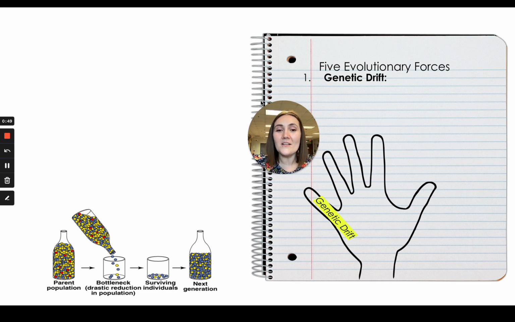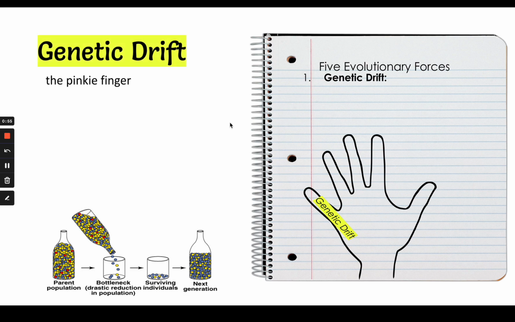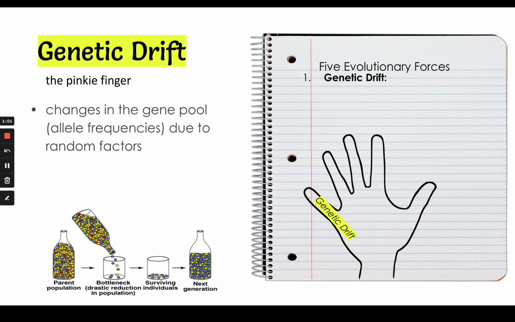All right, so we're going to start off with our first term, and that is called genetic drift. For genetic drift, we're going to use our pinky to represent this term. And what this means is changes in the gene pool, the allele frequencies, due to random factors. So the allele frequencies are changing because of some random event.